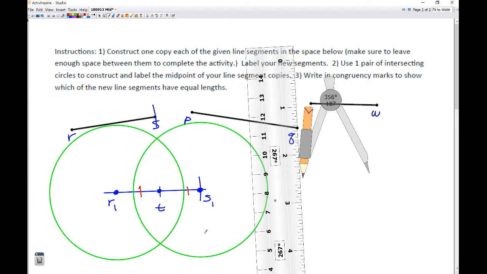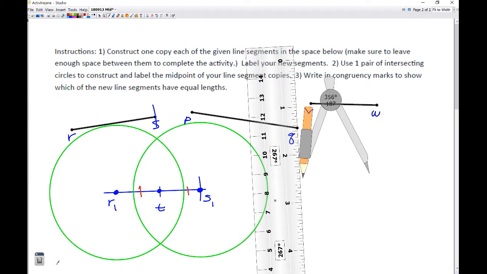So the things that I would need to see to know that you're using the compass right: in constructing the line segment, I'm going to need to see your arcs. In constructing the midpoint, I'm going to need to see your circles that intersect right over the midpoint, like we did on the front of the paper. And then we'll build onto this. There'll be other things that you'll need to do as we add to these constructions.